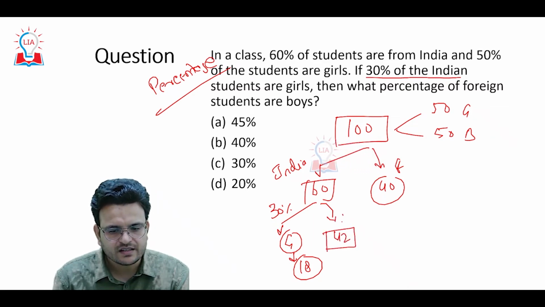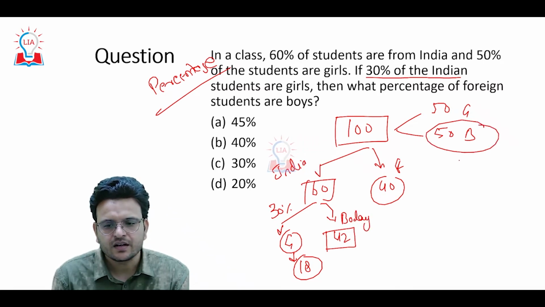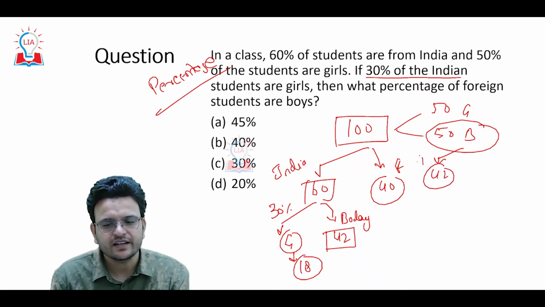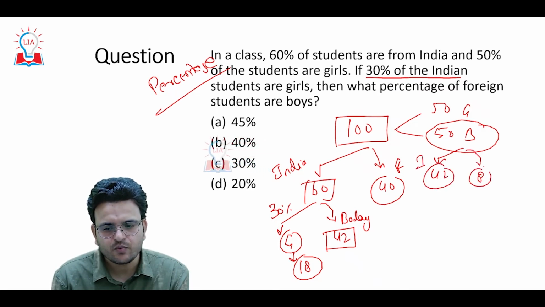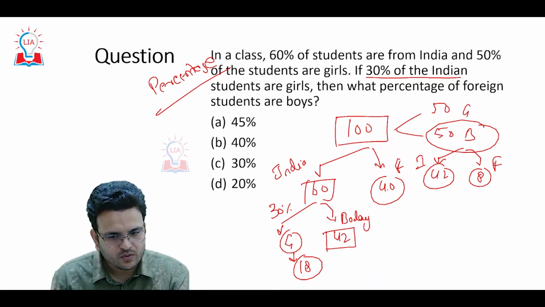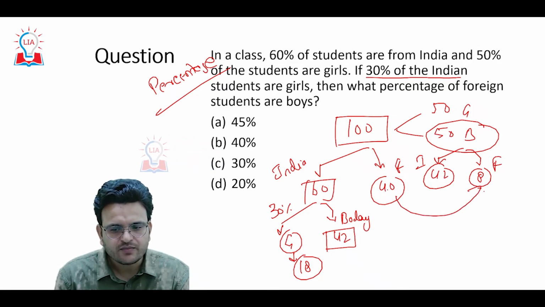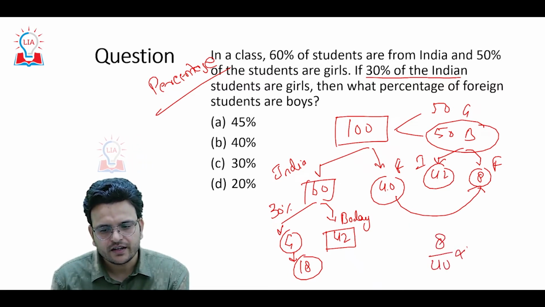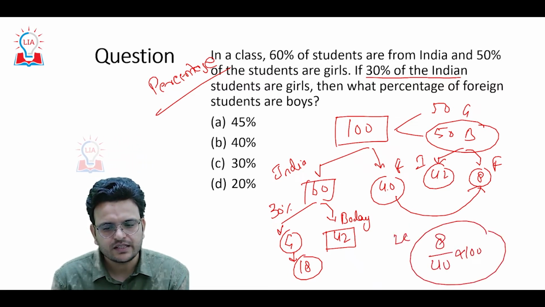42 Indians are boys. Total boys are 50. Out of total boys, 42 boys are Indian, then definitely 8 boys are foreigners. Okay, total boys 40. Out of 40, 8 boys are foreigners. In percentage, 8 upon 40 into 100, it will be 20%.